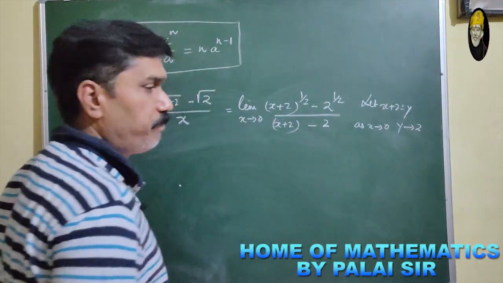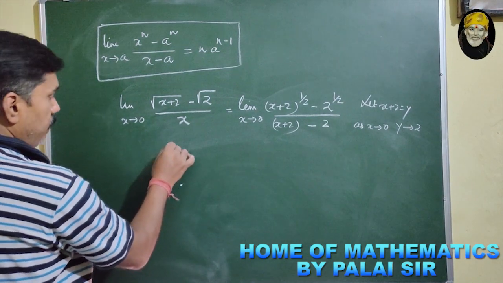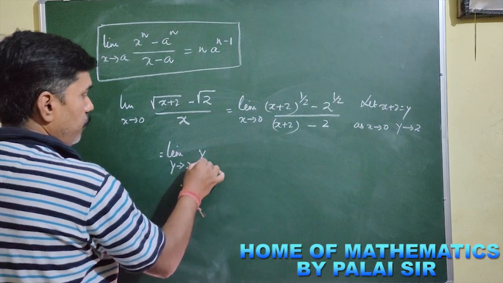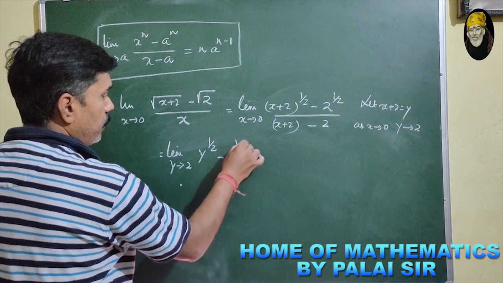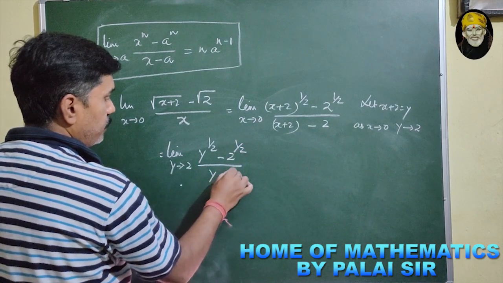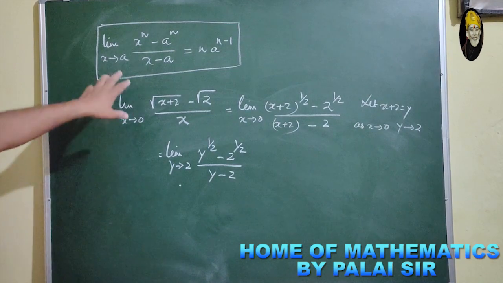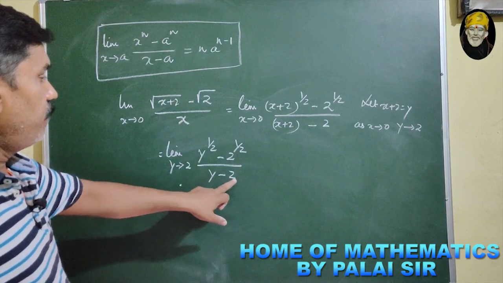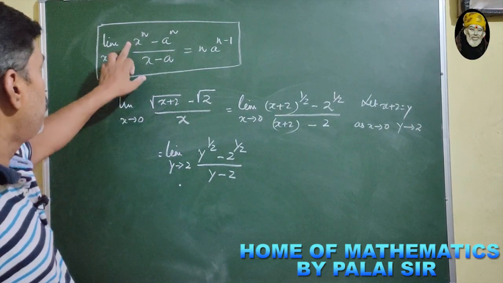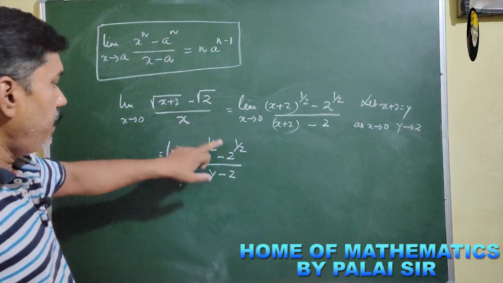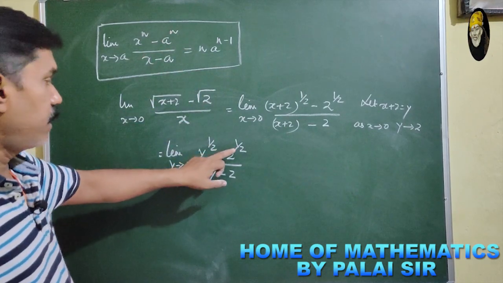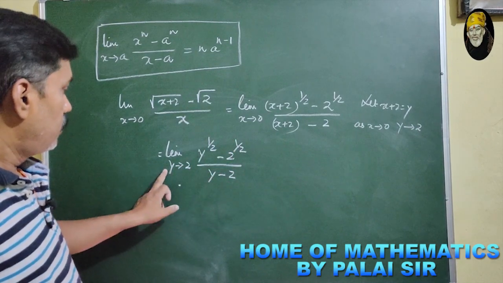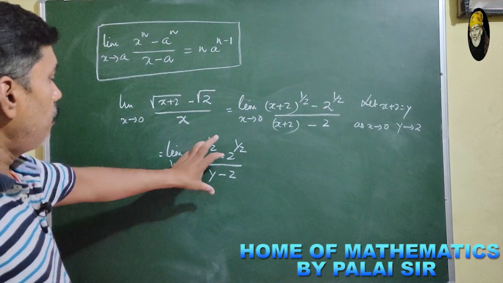Now you change the problem. So what you find? This is limit y tends to 2, y to the power half minus 2 to the power half divided by y minus 2. So you see this is in your formula, x to the power n minus a to the power n divided by x minus a, limit x tends to a. So here in place of x, y is there. In place of a, 2 is there. And in place of n, half is there. So this is complete in this form.